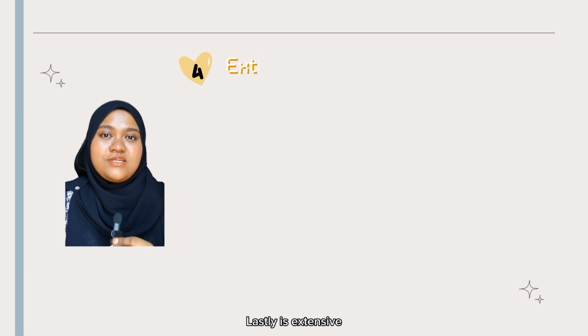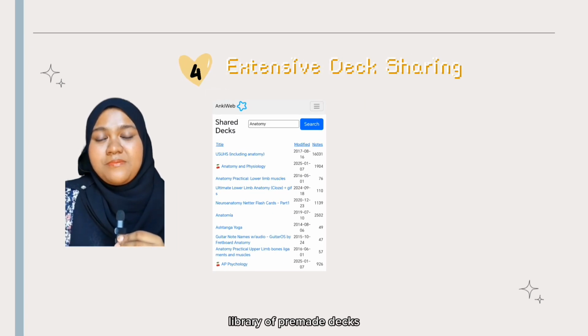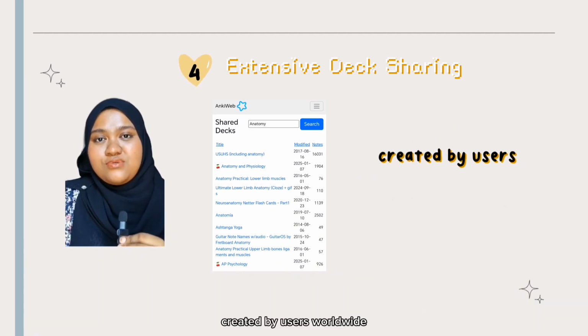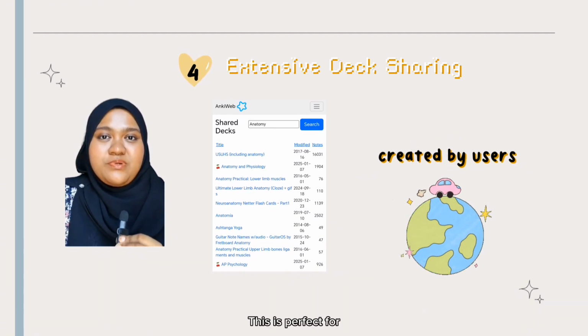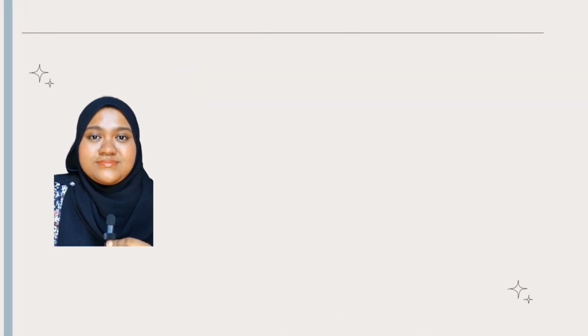Lastly is extensive deck sharing. Anki offers a library of pre-made decks created by users worldwide. This is perfect for language learners and exam preparation.